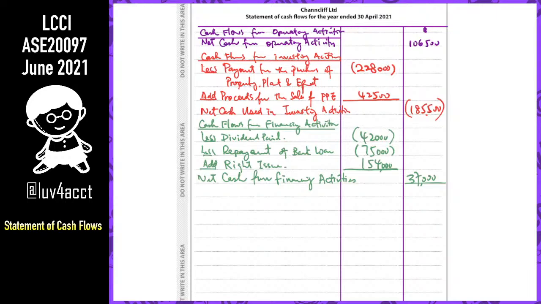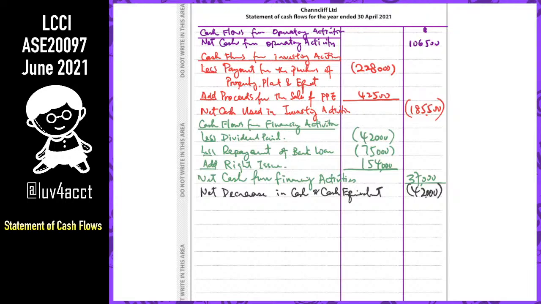Okay, so last three figures, you are going to see whether we have a net increase or decrease. We know already that we have a net decrease in cash and cash equivalent. So 106,500, 185,500, and 37,000.